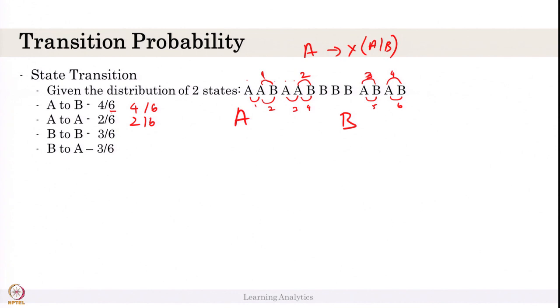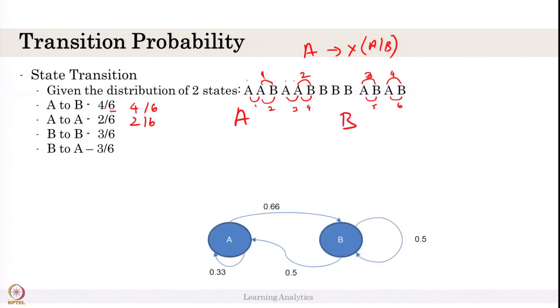Similarly, you can compute the transition from B to B and B to A. I would like you to check that one. I might be wrong, so please check it. After you compute it, we can draw the state transition diagram. This is the state transition diagram, or state diagram.